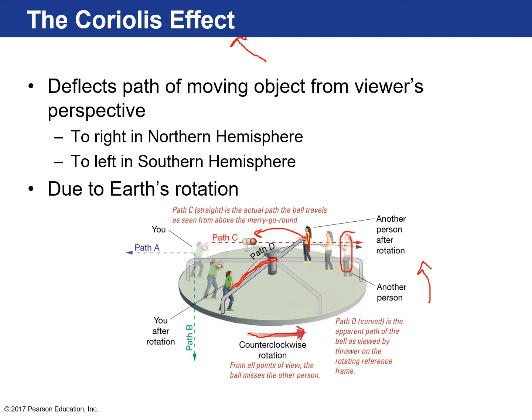In order for an object to move and hit your intended target, you'd have to throw it ahead of where you'd rotate into. The general rule is anything that's moving through latitudes in the northern hemisphere is going to appear like it's deflected to the right, and in the southern hemisphere it appears like it's deflected to the left. And this is directly due to the Earth's rotation.